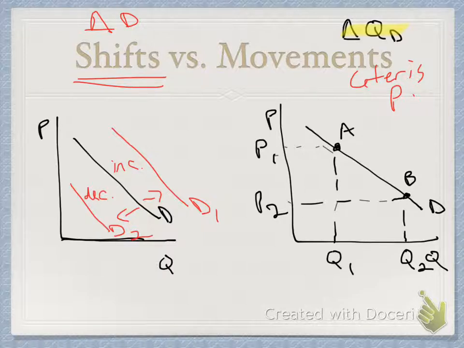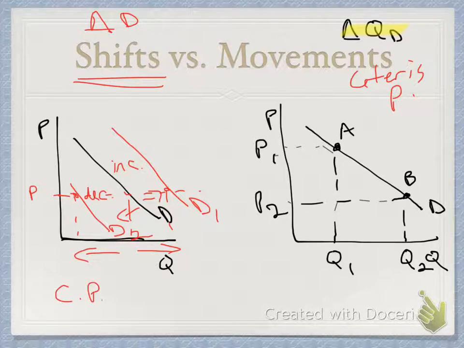And if you're having trouble seeing that, pick a price, like right here. Pick that P. Go straight across. You were initially right here. D1 went to the right. D2 went to the left. That's a change in demand.